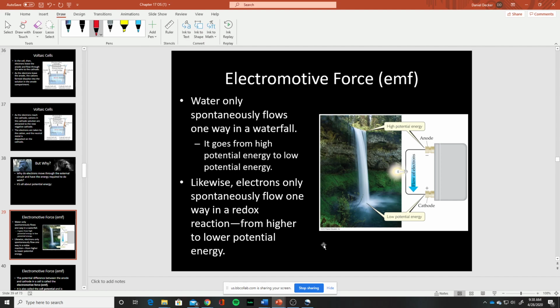So they're moving from high potential energy to low potential energy, just like the water at the top of the waterfall falls down to the bottom. It's the same reason, going from high to low potential energy. It's just a different kind of potential energy.